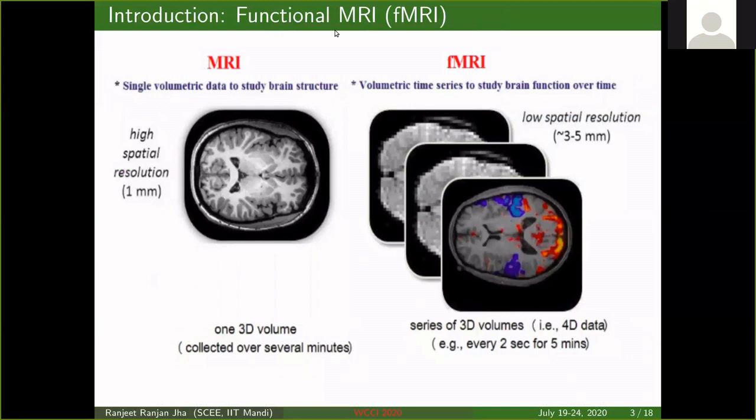Now come to the functional MRI. So how is the functional MRI different from MRI? So this is the MRI. Here this is one 3D volume. So this is single volumetric data to study the brain structure. Here we have high spatial resolution. But in fMRI we have a series of 3D volumes, that is 4D data, but each volume has a low spatial resolution. But at the same time it has a high temporal resolution. So this is a volumetric time series to study the brain function over time.